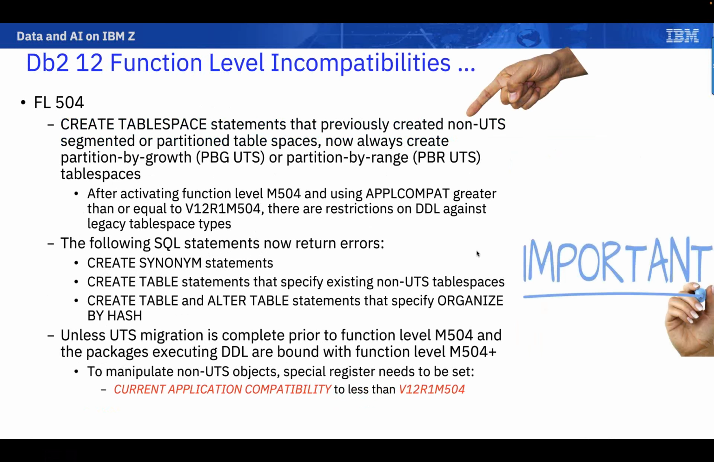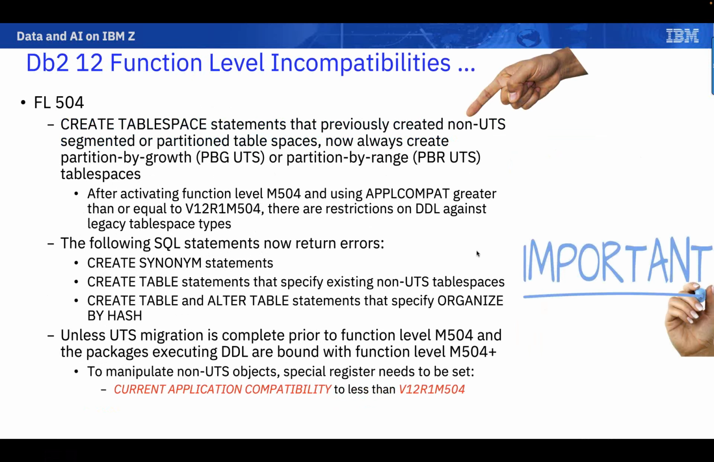So if you did still need to use those things and you went up to 504, you could then go back to an earlier function level and still be able to do that. So the last bullet here says unless you've gotten rid of all your UTS table spaces, you could return to a function level prior to 504 and still be able to do those things if you got into trouble. But everybody should read the writing on the wall, where the day is coming where we won't allow use of those deprecated objects.